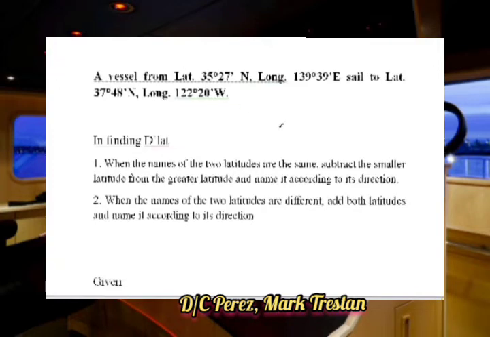A vessel from latitude 35 degrees and 27 minutes north and longitude 139 degrees and 39 minutes east sailed to latitude 37 degrees and 48 minutes north and longitude 122 degrees and 28 minutes west. In this given, the latitudes are these two. In finding D-lat, when the names of the two latitudes are the same, subtract the smaller latitude from the greater latitude and name it according to its direction. In Rule 1, when the names of the two latitudes are the same, the operation is subtract. And our given latitudes have the same name.